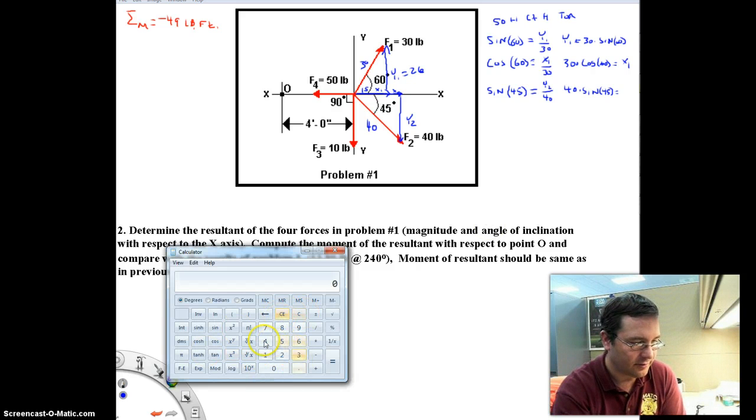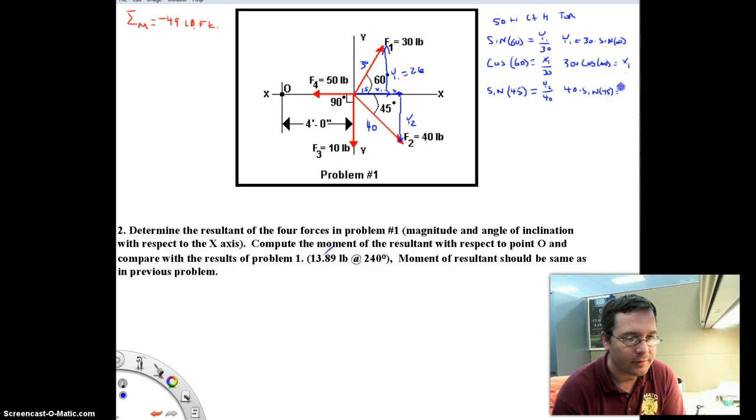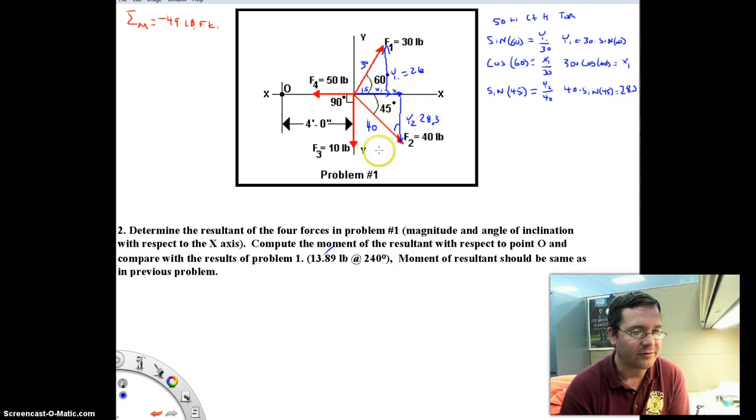So 45, we're in degrees mode. Take the sine function, multiply it by 40. It's about 28.3. Now, as we talked about in the last problem, this vector is a special case because x2 and y2 are equal, because it's a 45-45-90 triangle. So I can consider y2 to be 28.3 and the same thing for x2.